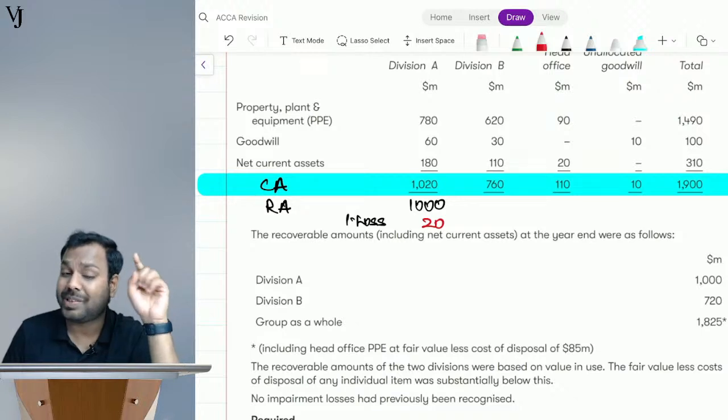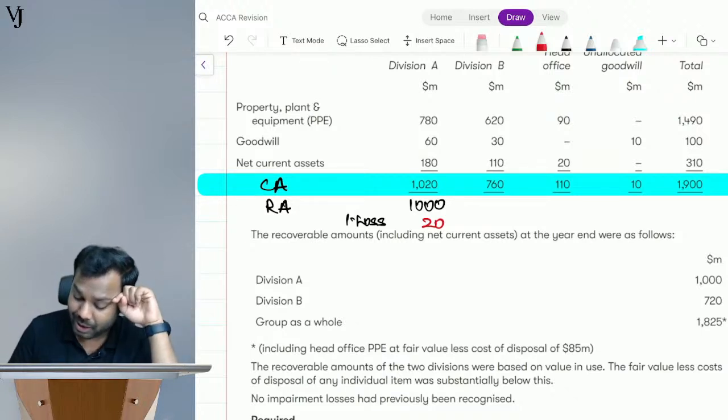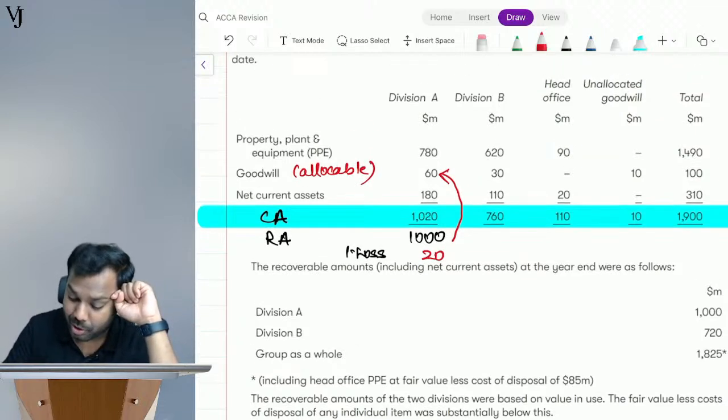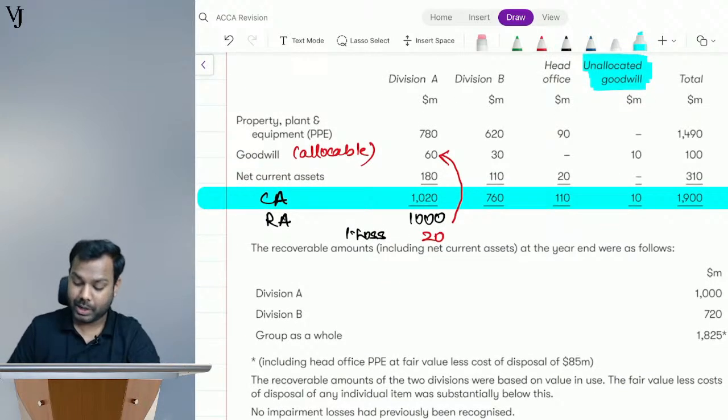First we allocate to the specifically impaired asset. Is there any specifically impaired asset here? No. So what will I do? I will allocate it to goodwill, the allocable goodwill. See, this is allocable goodwill, and this is unallocable goodwill. Now I will impair this.